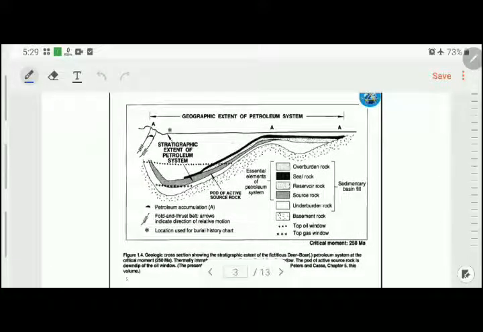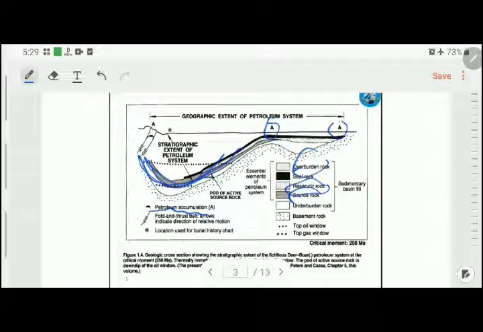So there is a geographic extent of the petroleum system. Any petroleum system has a geographic extent. It starts with the upper border rocks, seal rocks, reservoir rocks, and the source rocks, all of which are in that petroleum system. If we see here, these are the areas where there are petroleum accumulations.